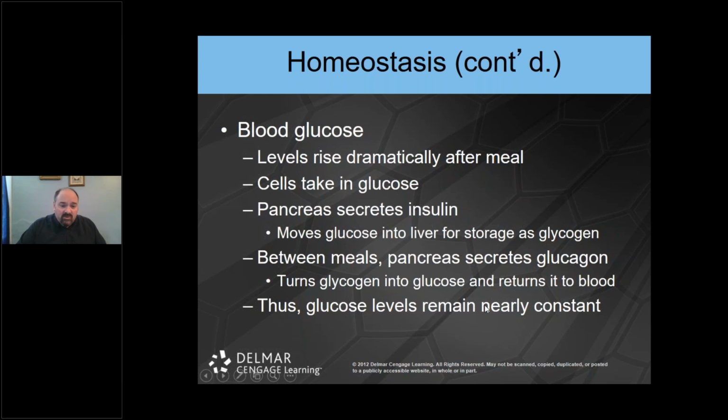So thus, glucose levels remain nearly constant because between meals, we'll have this other hormone, glucagon, that'll be released by the pancreas, that'll break down the glycogen that's been stored into glucose and return it to the blood. So whether we're eating or not, these blood glucose levels are maintained at a certain small range, okay? And this is as a result of negative feedback.